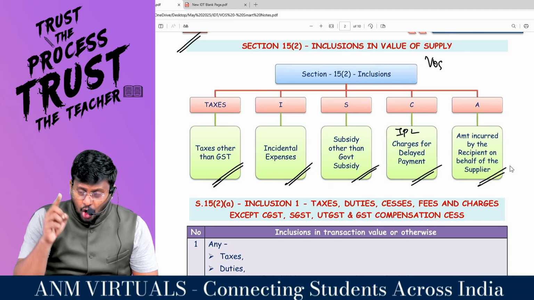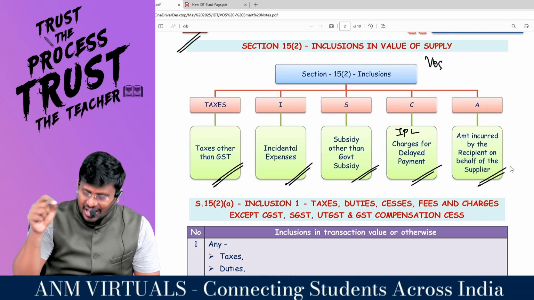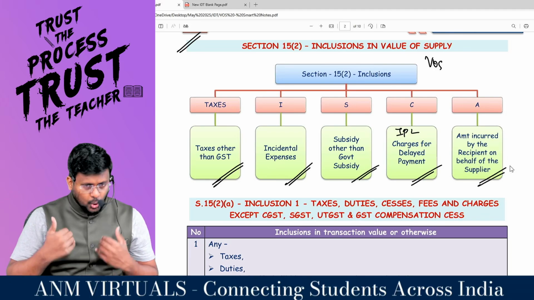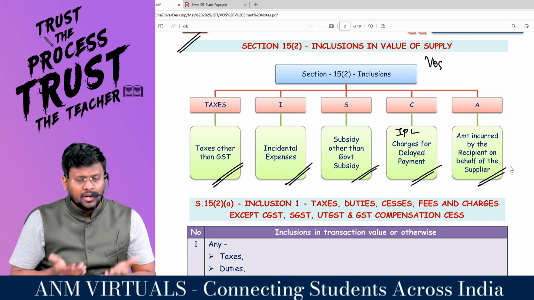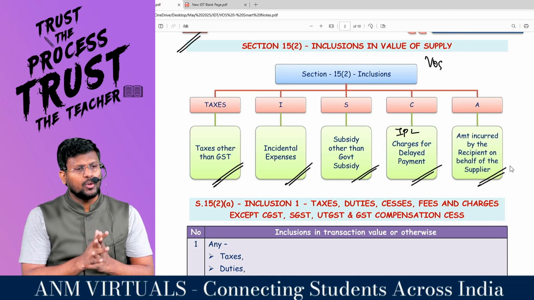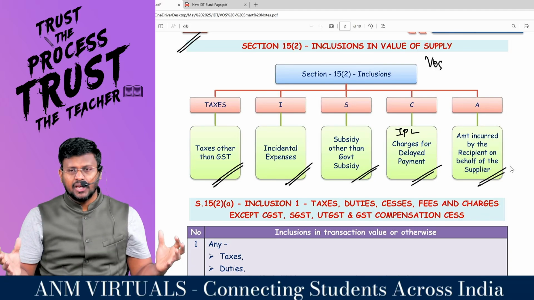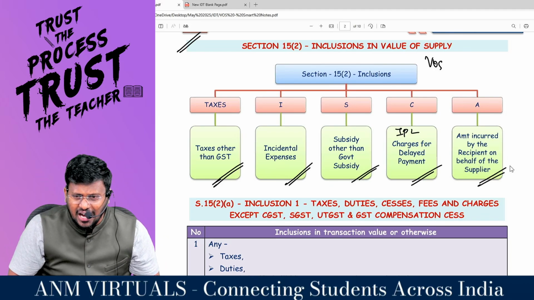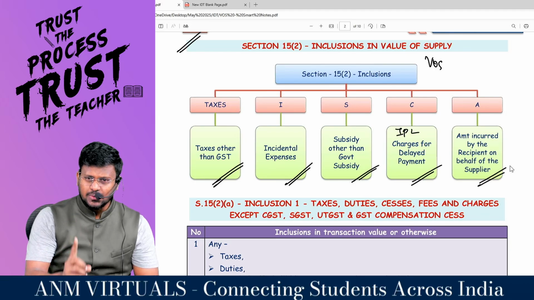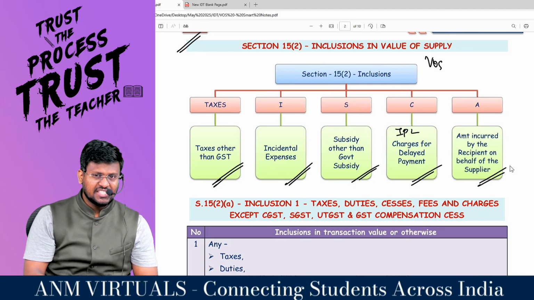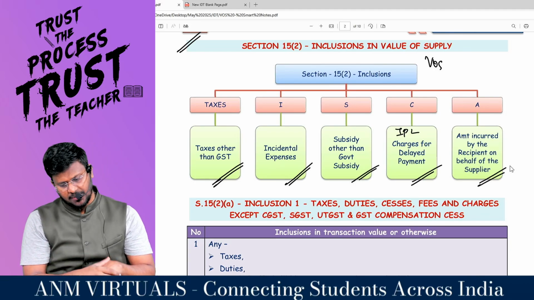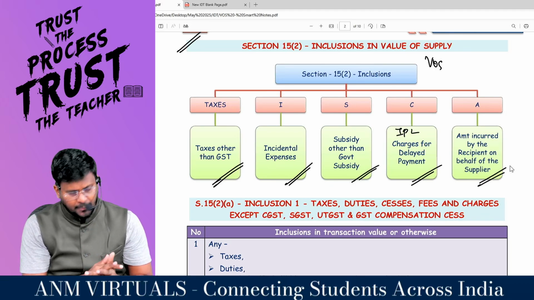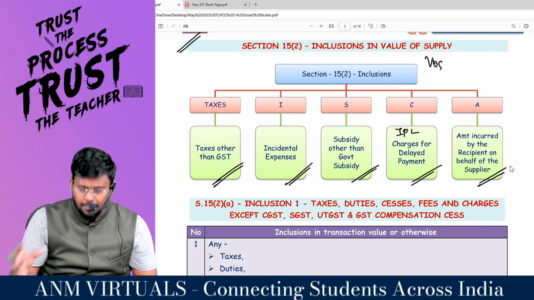If you have not paid that amount to my creditor, I should have paid that amount to my creditor. It is my obligation. So, any amount incurred by the recipient on behalf of the supplier should be included in the value of supply. So, basically, all taxes other than GST should be included, and ISCA. I stands for incidental expenses, S stands for subsidy other than government subsidy, C stands for charges collected for delayed payment of consideration, and A for amount incurred by the recipient on behalf of the supplier.